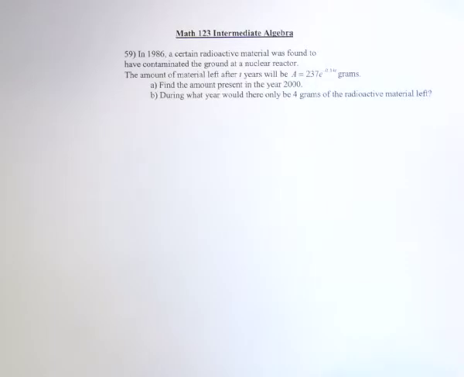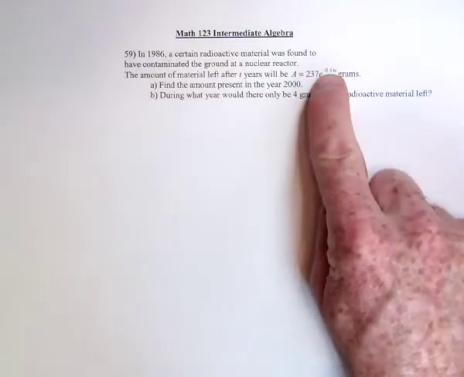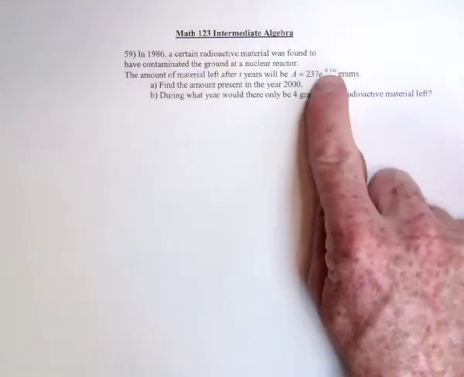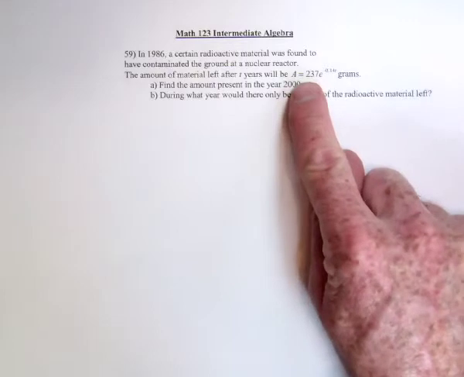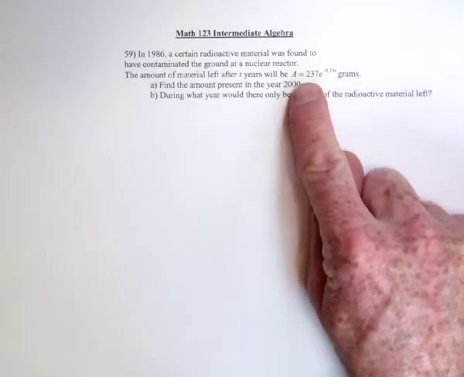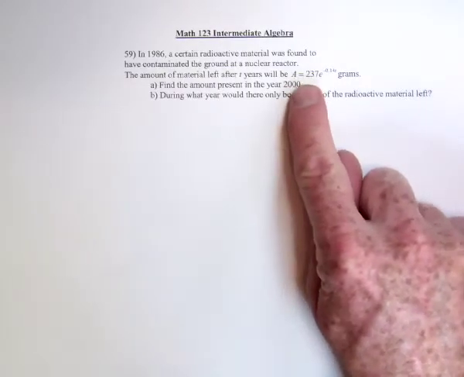In 1986, a radioactive material was found to contaminate the grounds at a nuclear reactor. And the amount of material is given by this function, an exponential decay function it's called, because its exponent is negative. That means the whole amount is going to start with 237 grams and then get smaller and smaller. So then, how much was there back in the year 2000?